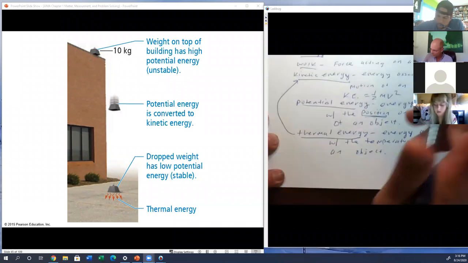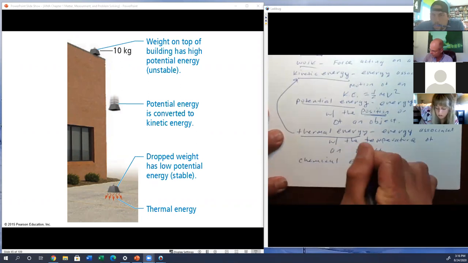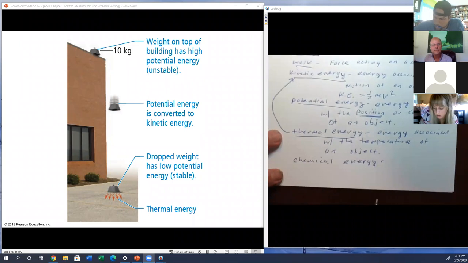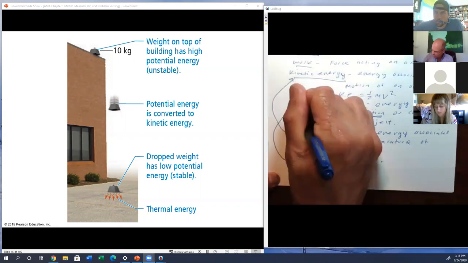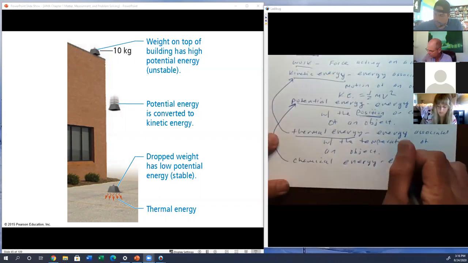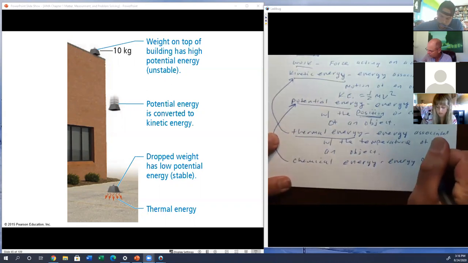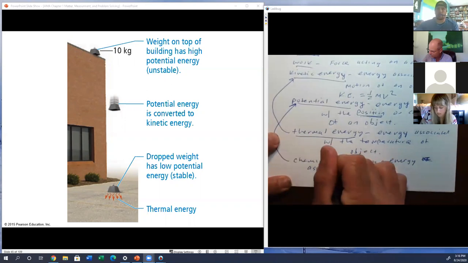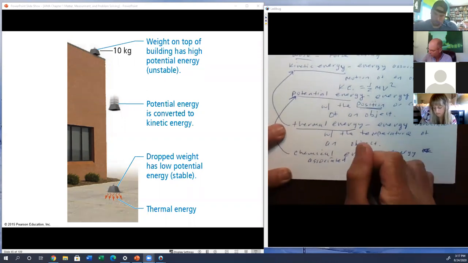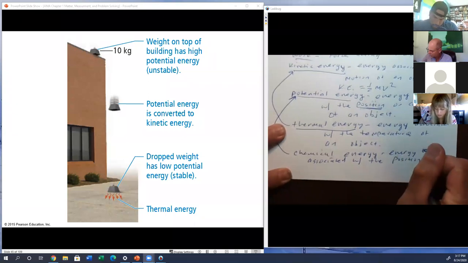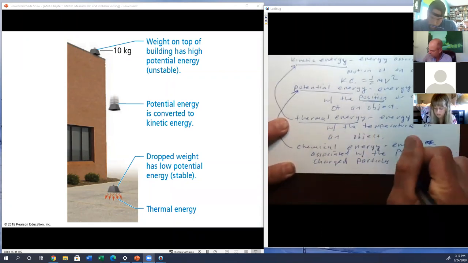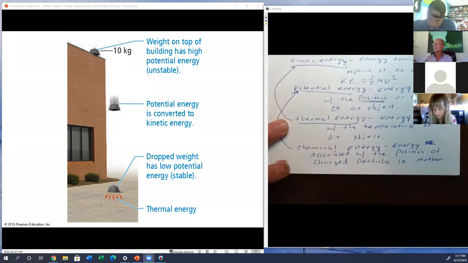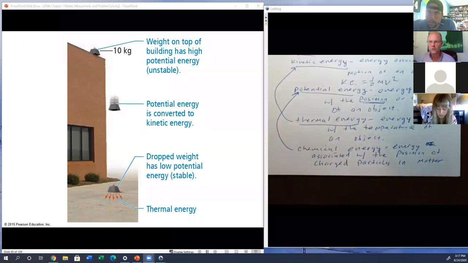And then lastly, I want to define chemical energy. Chemical energy is energy associated with the positions of electrons and protons in matter, right? So it's a kind of potential energy, right? Energy associated, I'm going to put it this way, with the position of charged particles in matter, okay? And we'll talk more about what those charged particles are, all right?